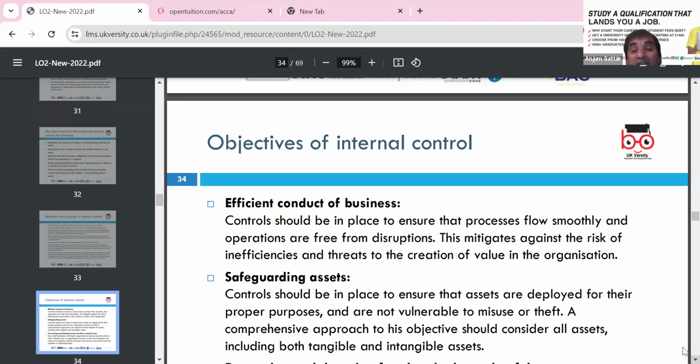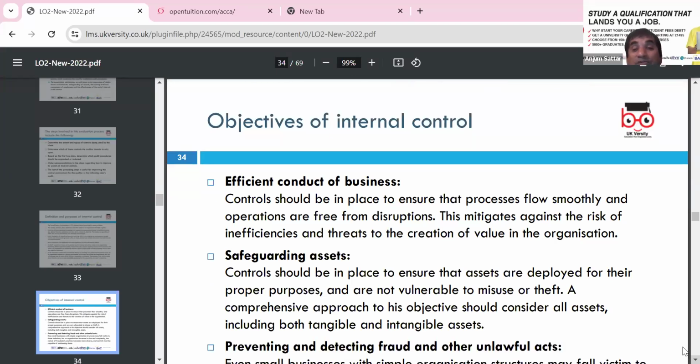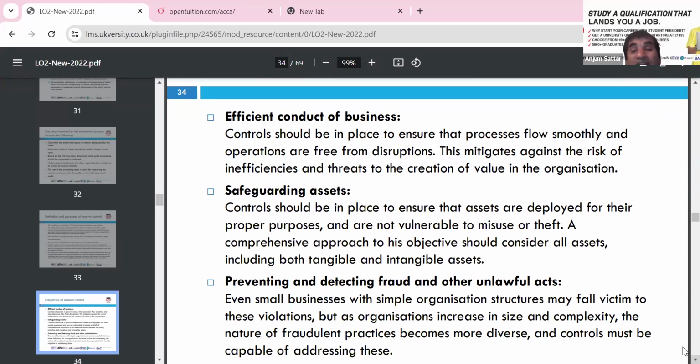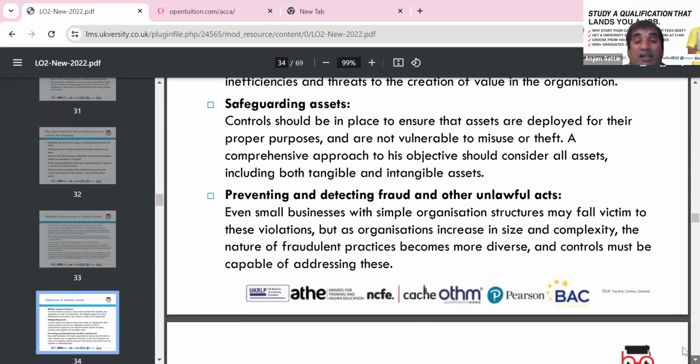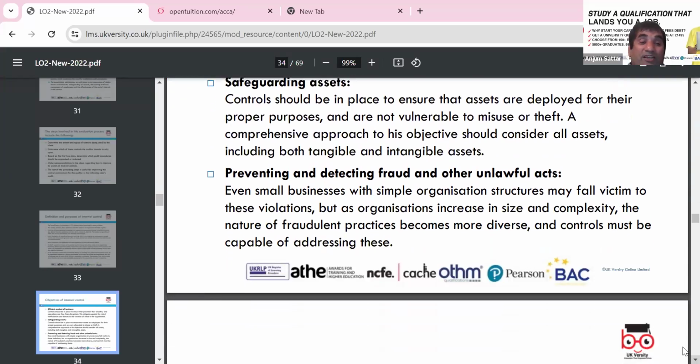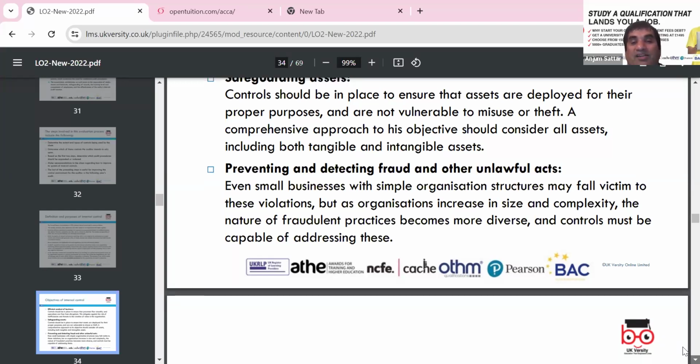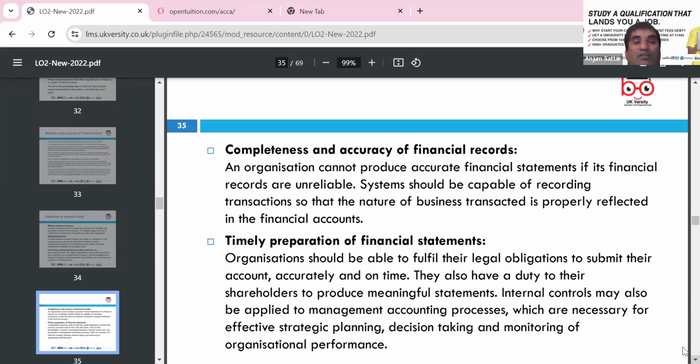To conduct the business efficiently, we need to mitigate the risk of inefficiency, safeguard the assets, and safeguard procedures. What we have is the revaluation of assets, tangible and intangible. Tangible we can see physically; intangible is a reputation. So it is always good to prevent and detect fraud. Before fraud happens, what control system do we have, and why did we not control it? Other unlawful acts and legislation we can look at in the control.